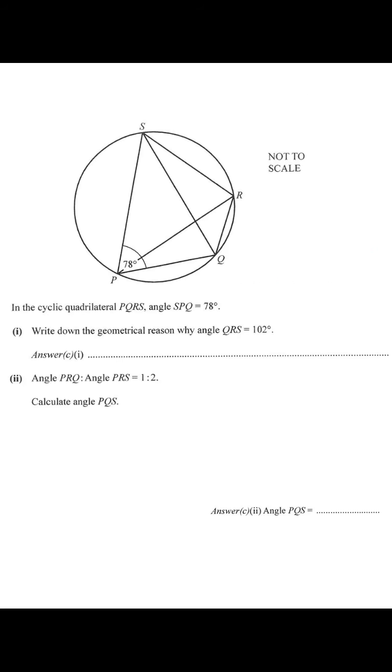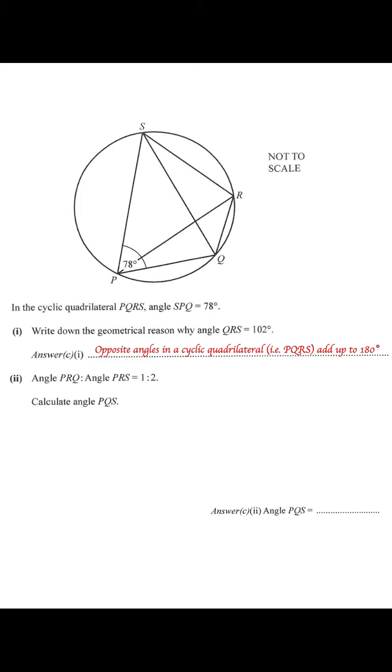Okay, moving on. In the cyclic quadrilateral PQRS, angle SPQ equals 78. So if we've got 78 there in a cyclic quadrilateral, then the 78 and the angle opposite have got to add up to 180. That's what a cyclic quadrilateral does. So it's because angles in a cyclic quadrilateral add up to 180. It's 102 because it's 180 minus 78.